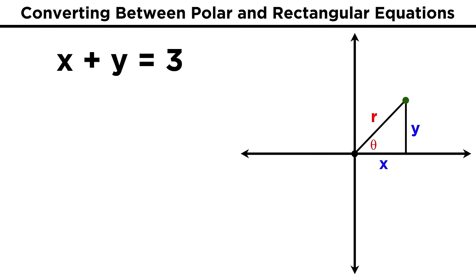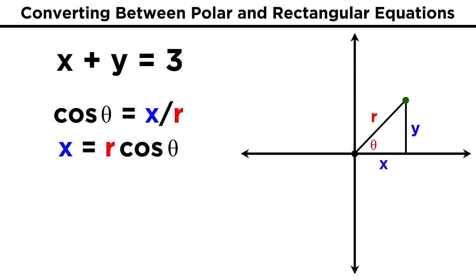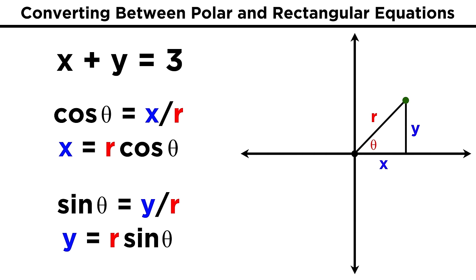If we look at one of the triangles we constructed earlier, we can write in x, y, r, and theta. What is x in terms of r and theta? Well, cosine theta is x over r, so x is r cosine theta. What is y in terms of r and theta? Sine theta is y over r, so y is r sine theta.